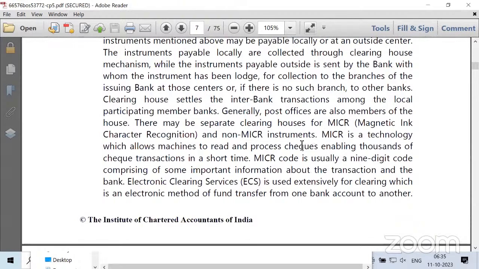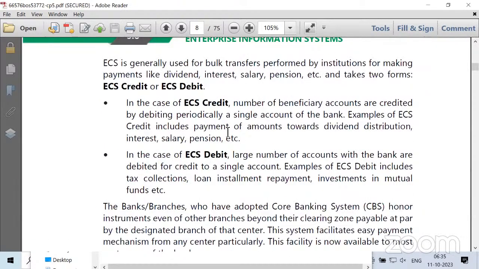Now everything is online. So next is ECS debit and credit. ECS means electronic clearing services. So here ECS credit means, please remember, an MCQ can be asked: a number of beneficiary accounts are credited by debiting periodically a single account of the bank. That is, from a single account, many credits are made. Payment towards distribution of dividend or interest or salary.